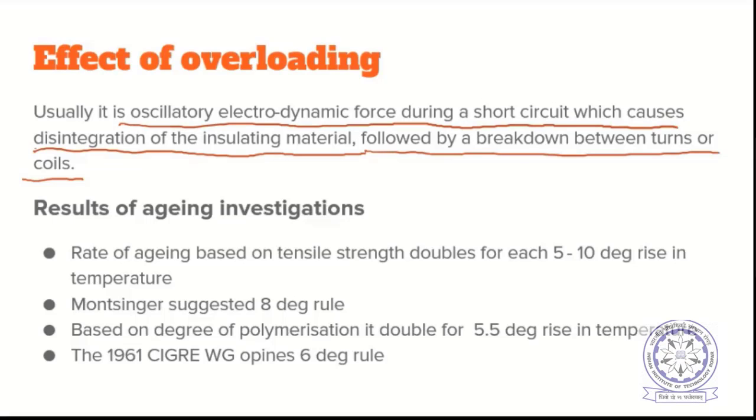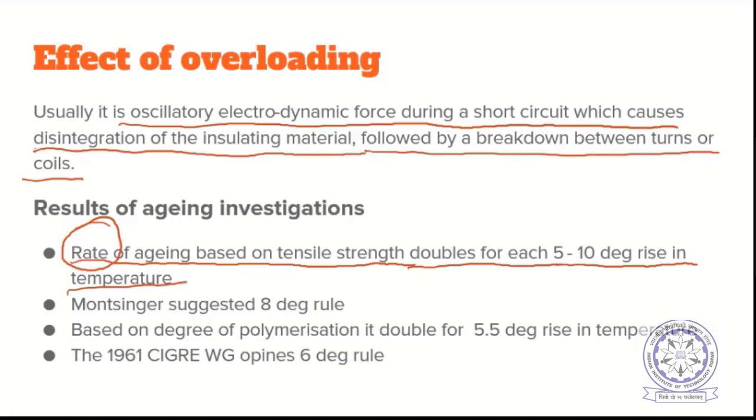And then the next topic is results of aging investigations. This topic we will continue tomorrow also, but I will introduce a little bit. So results of aging investigation suggest that the rate of aging based on tensile strength actually doubles for each 5 to 10 degree rise in temperature. Please remember, it is not the aging itself, but the rate of aging. This term you have to remember.